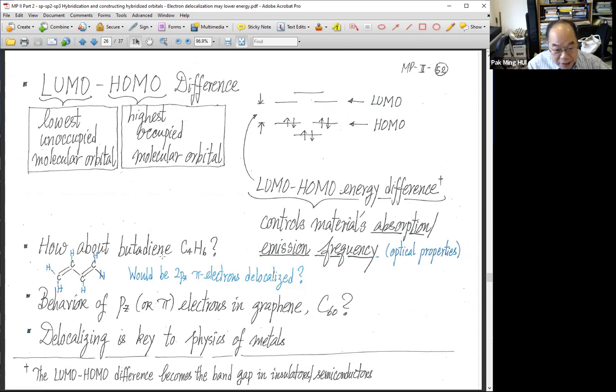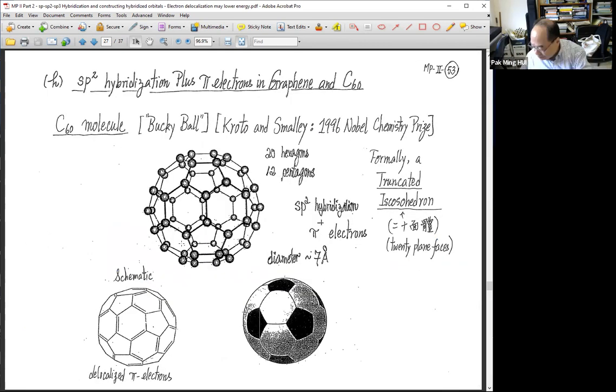We can also extend our discussion to several other organic molecules. For example, butadiene. Again, you can form a double bond, single bond structure, or let the pi electrons delocalize and compare the structures. Or else, that can also further develop into carbon-60. So this buckyball.